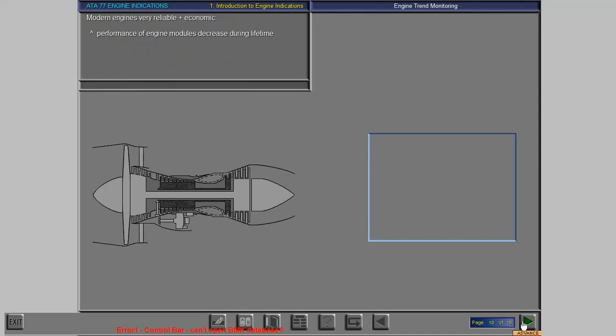Modern engines are very reliable and economical, but the performance of the engine modules decreases during their lifetime. To prevent larger performance reductions or even engine problems during flight, you need a monitoring tool that alerts us to a problem at an early stage. This tool is called engine trend monitoring.